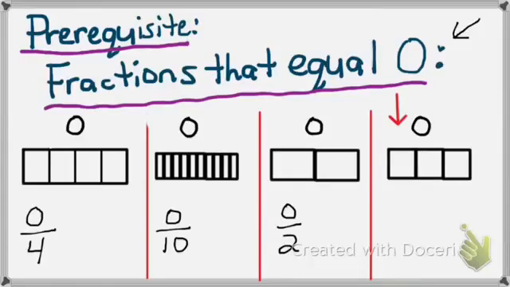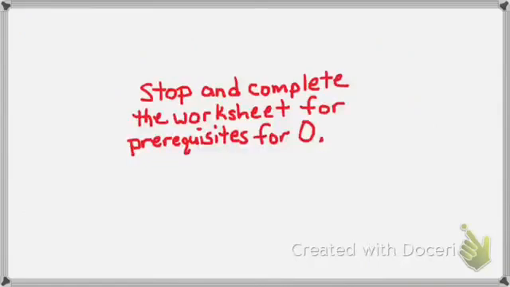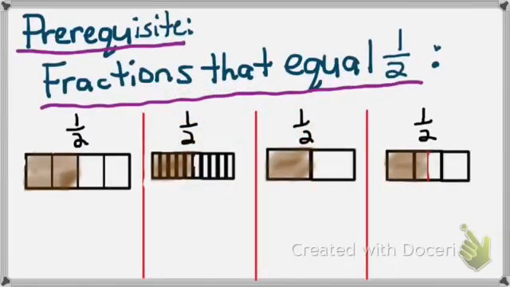In our final example, again, I have 0 whole Hershey bars. How many pieces would it have taken to make a whole? 3. But I don't have any of them, so 0/3 equals 0. Please stop and complete the worksheet for prerequisites for 0. This is our next prerequisite for 1/2, and again you'll have questions that go along with it.